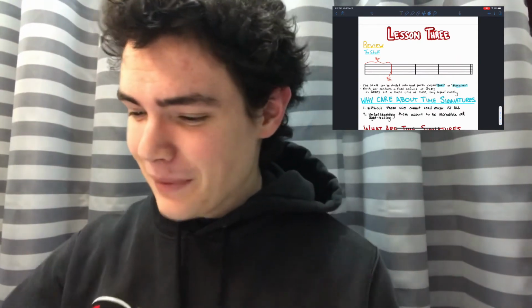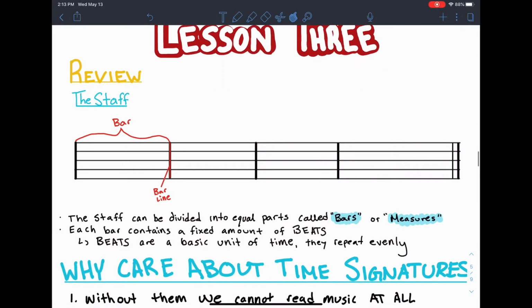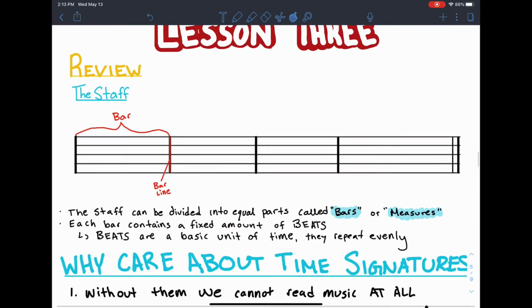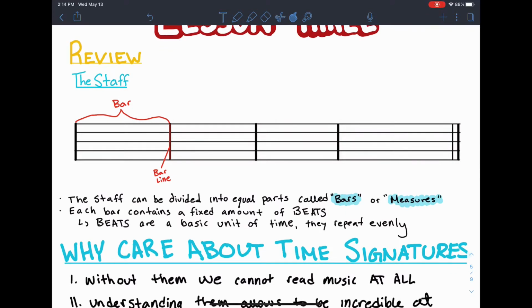Let's go over to my iPad here. As you can see, I've outlined the staff. We learned this in lesson 1, but I want to highlight something very particular. The staff can be divided into equal parts, and we call these equal parts bars, or we can also call them measures. Bars and measures are the same word, they have the same meaning. I'm going to refer to them as bars just because it's shorter. Each bar contains a fixed amount of beats, which is what makes them even. Each bar contains the same amount of beats.